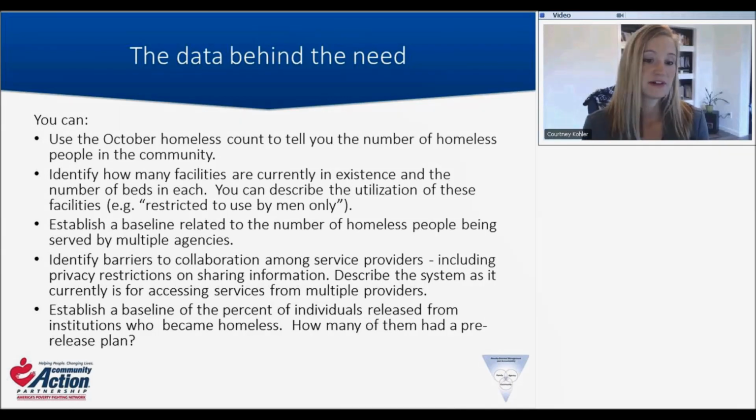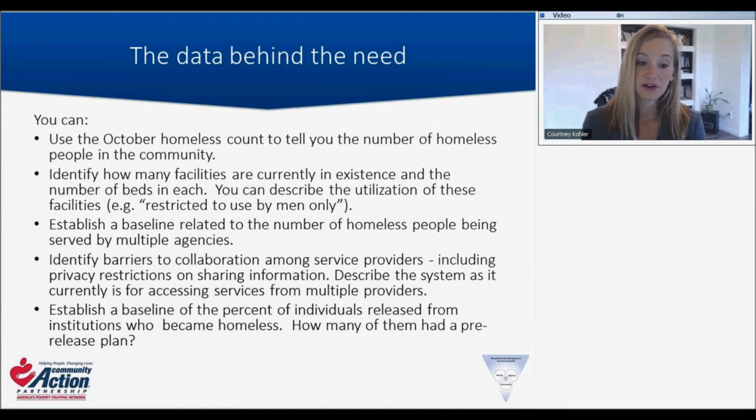We can also identify how many facilities are currently in existence and the number of beds that are in each. And so this utilization of these facilities can be described, like through the fact that they're restricted to the use of men only. Also, we can establish a baseline related to the number of homeless people that is being served by multiple agencies to know what we're starting with.